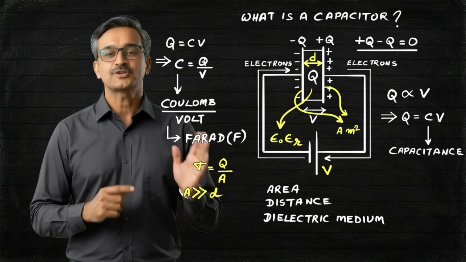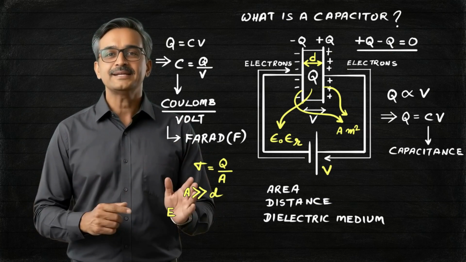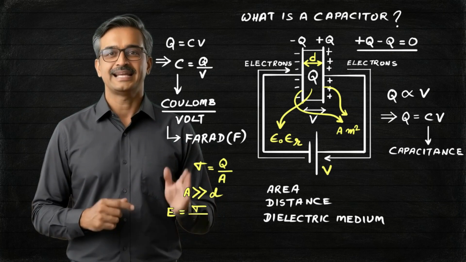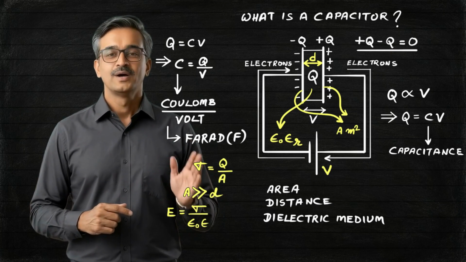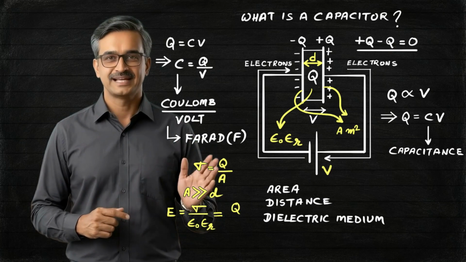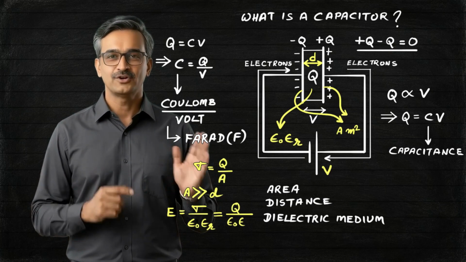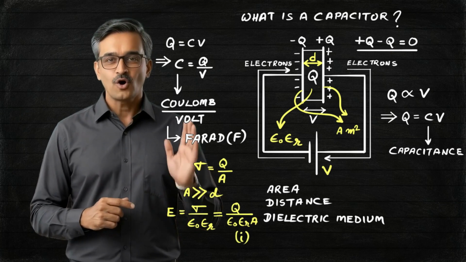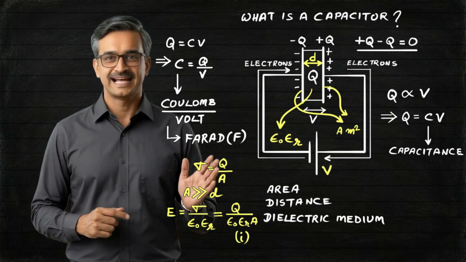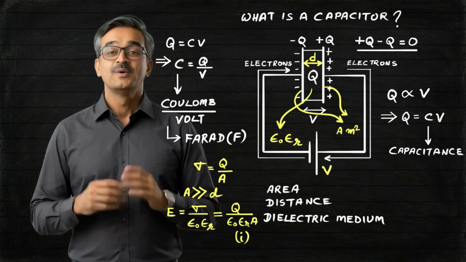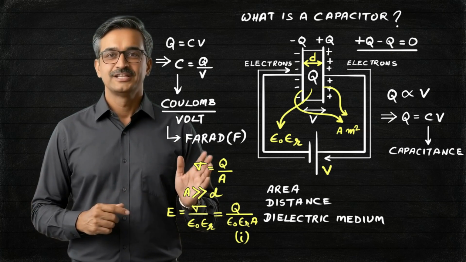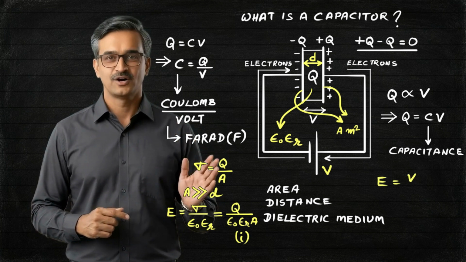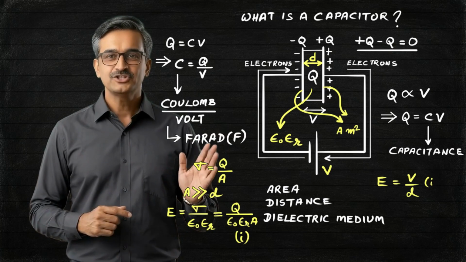Let's call the magnitude of this uniform electric field E. By Gauss's law, we can express this electric field as E equals sigma divided by epsilon naught epsilon r, which is the same as Q divided by epsilon naught epsilon r A. Let's label this as equation 1. Now, we also know independently that the electric field between two plates separated by distance d with a potential difference V across them can be expressed simply as E equals V over d. Let's call this equation 2.